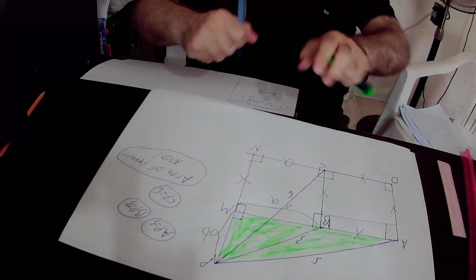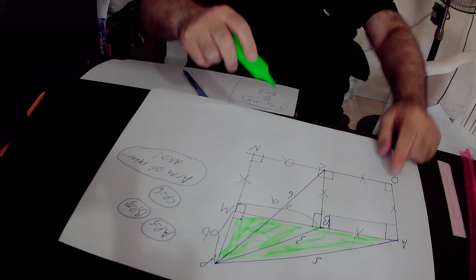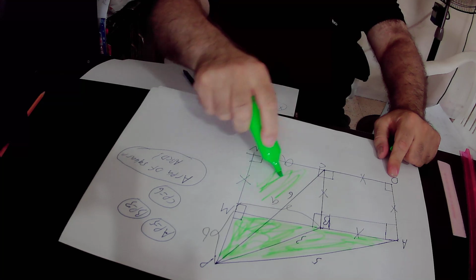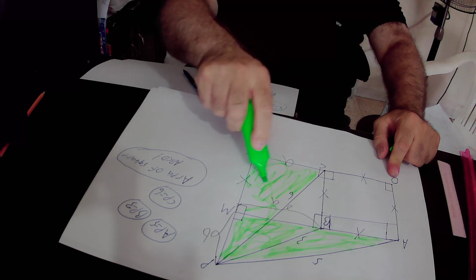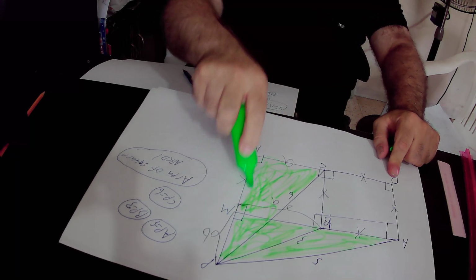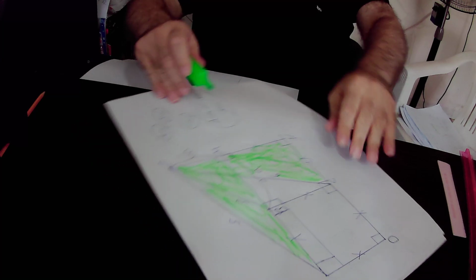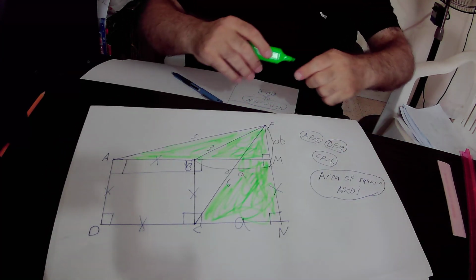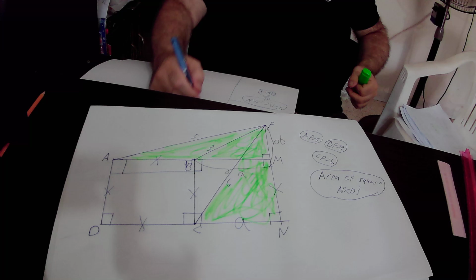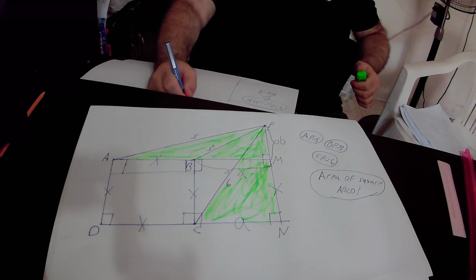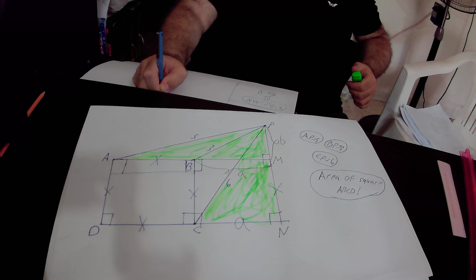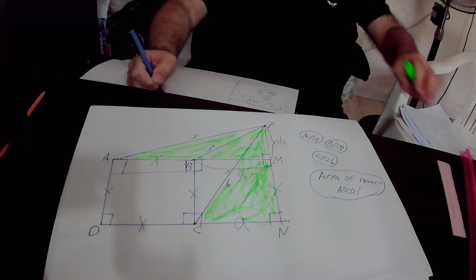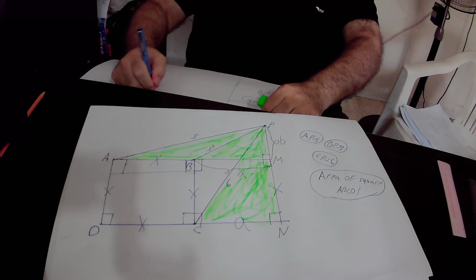In the next step, we will apply the Pythagoras theorem on the right big green triangle, triangle PCN. According to the Pythagoras theorem, here is the relation for the Pythagoras theorem: the square of the hypotenuse equals the sum of the squares of the perpendiculars.